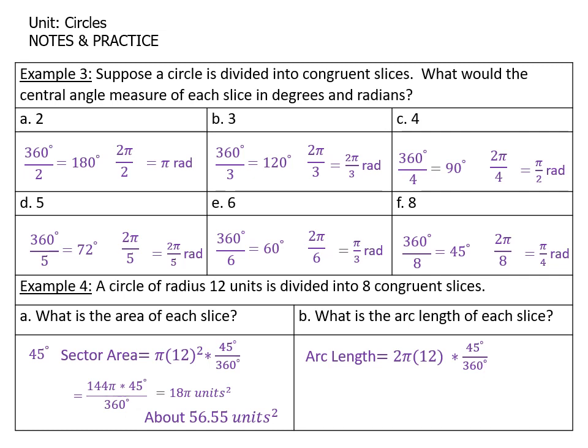Arc length, again, we've got 45 degrees for the angle, so it's going to be 2 pi r. Arc length, 2 pi times 12 times 45 over 360. That's 24 pi times 45 over 360. That simplifies to 3 pi units, which is about 9.42 units. Because remember, it's length. Don't have to square it or cube it or anything.